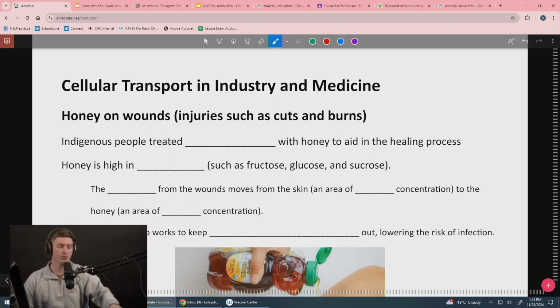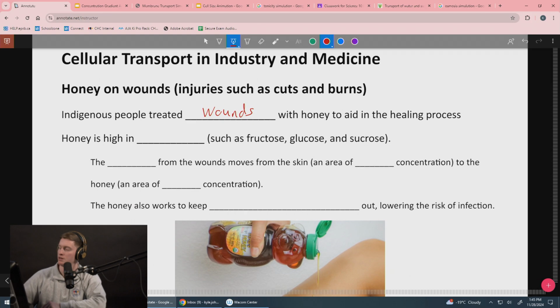Cellular transport is important for a lot of different medicine. Here's an example of how you can use the principles of osmosis to help treat wounds. Indigenous people treated injuries and wounds, like a cut or a burn, with honey to aid in the healing process. Honey is high in solutes, which means it has a low water concentration. Remember from the last lesson that if you have a high solute concentration, you have a low water concentration.